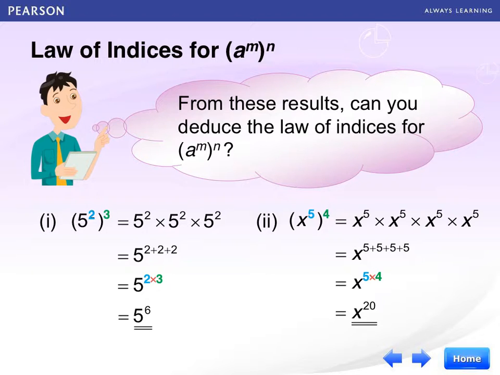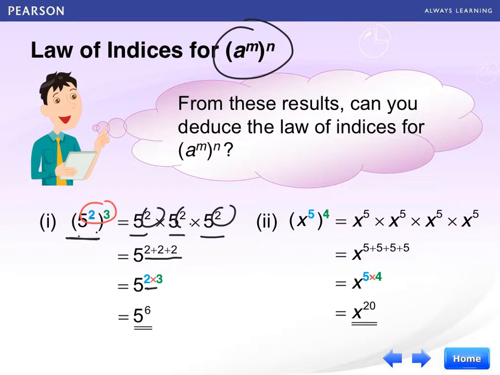Now we would like to consider a to power m, then to power n. We use the example 5 squared, then to power 3. This is just like the product of three 5 squared. By the index law, you sum the three indices, 2 plus 2 plus 2, and because three 2's are summed together, you can present it as 2 times 3. As a result, this is 5 to power 6.